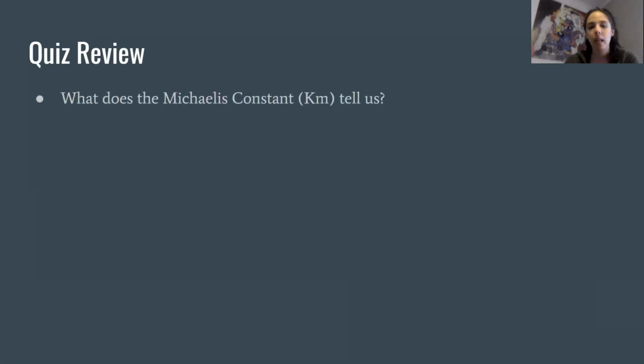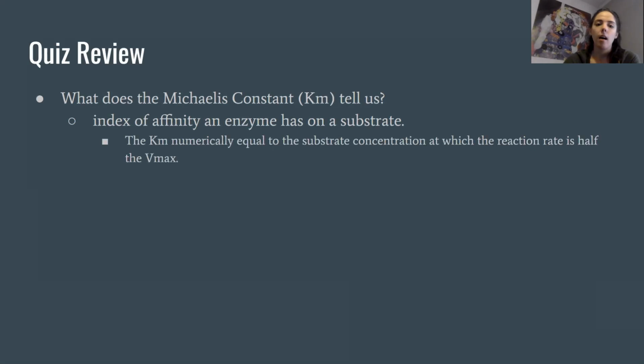So what does the Michaelis constant, the Km value, tell us? This is an index of the affinity that the enzyme has for the substrate. This is numerically equal to the substrate concentration at which the reaction rate is half the maximum velocity. So if you think back to last week, the concentration of our substrate was in micromolar. So your Km value should be reported with a micromolar unit.